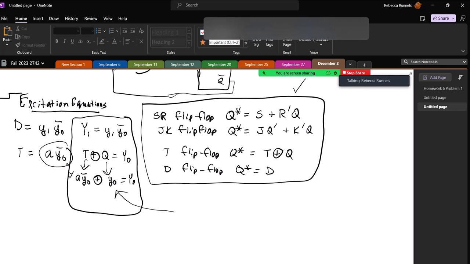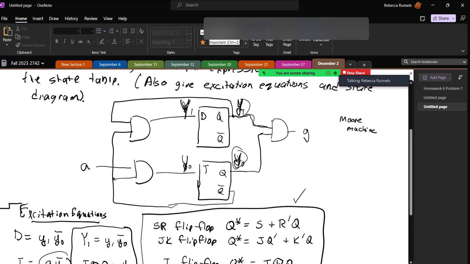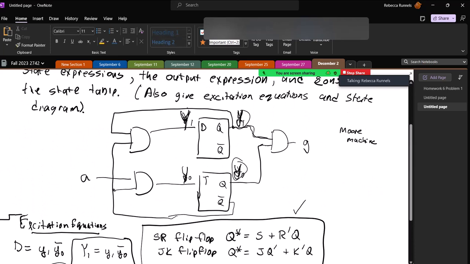What exactly is an excitation? I'm glad you asked, because when I first started doing this, I didn't know what this was. The excitation equation is what you're looking at as the input into the flip-flop. For this first one, for this D, it's an AND gate. What's the AND of what? The AND of Y1 and not Y0.